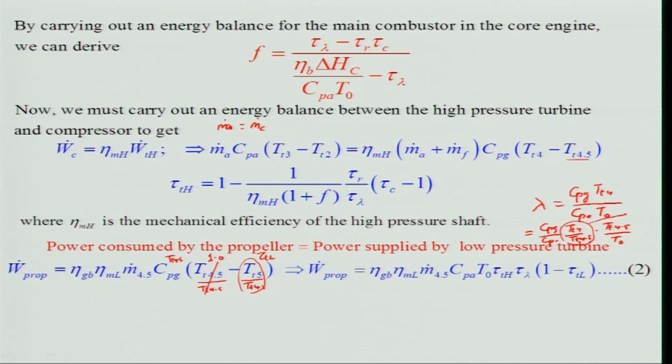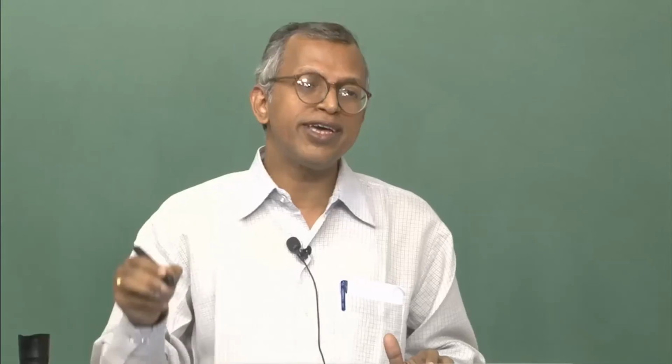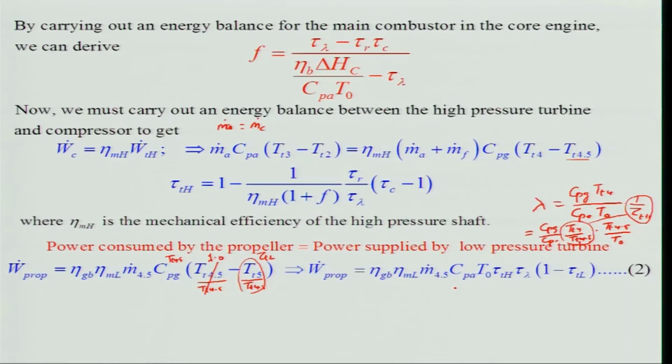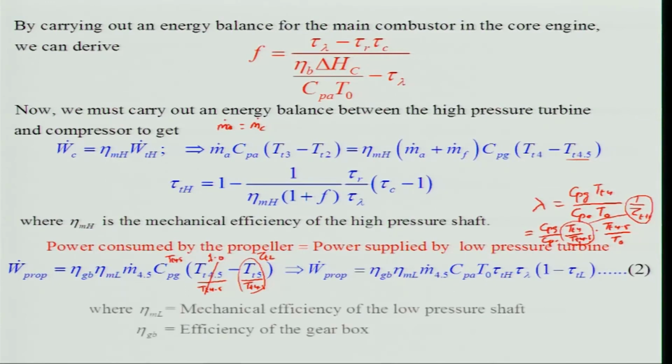What is this one? This is nothing but your tau T h. Is it tau T h or 1 over tau T h? That is 1 over tau T h. By definition Tt 4.5 divided by Tt 4 is tau T h, so therefore it will be 1 over tau T h, and you will get these values. I will leave it here for you to look at.